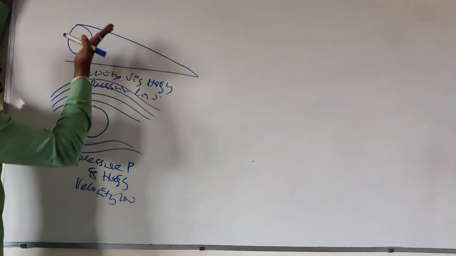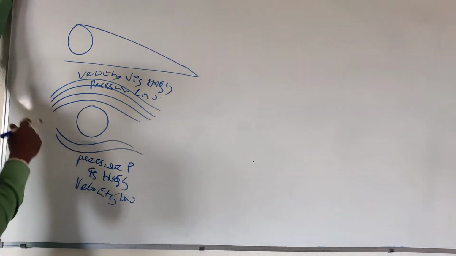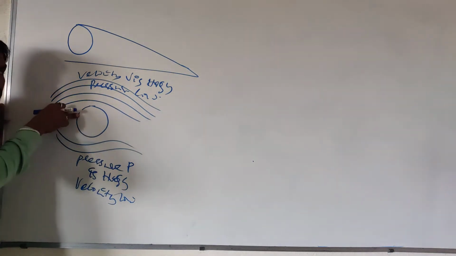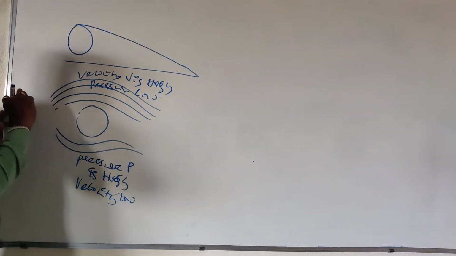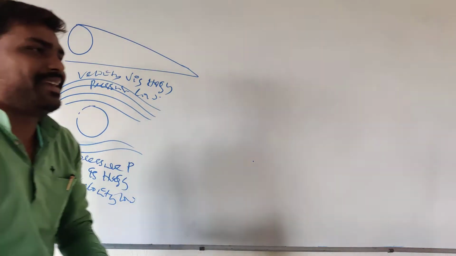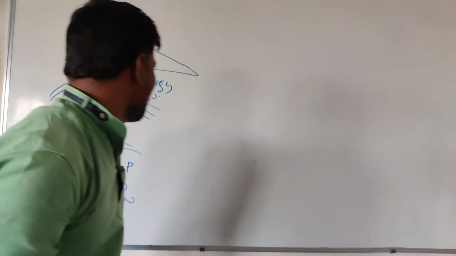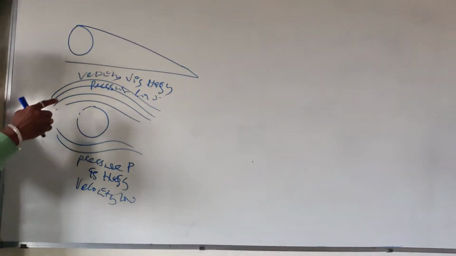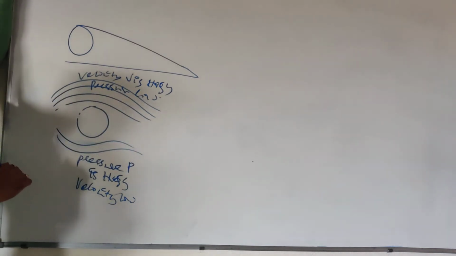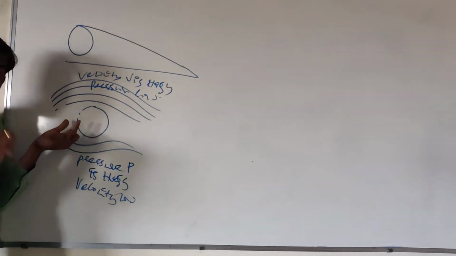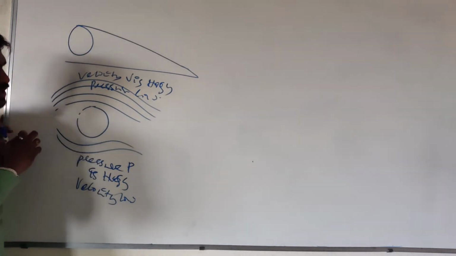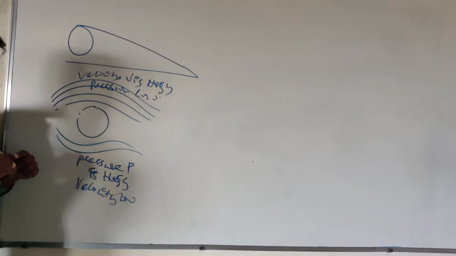Velocity is high, pressure is low. So this is our dynamic lift. So when the ball spins, if there is no spin, there is no pressure difference. If there is a spin, what happens there? There is a pressure difference, right?